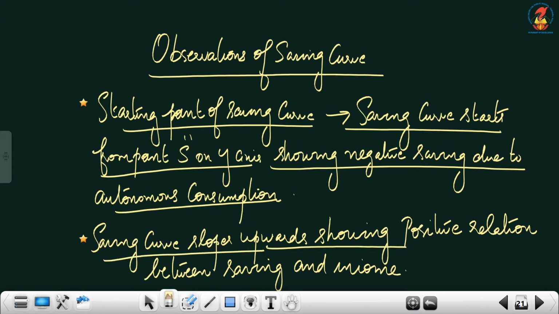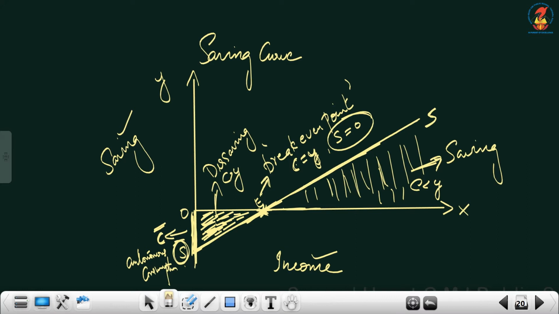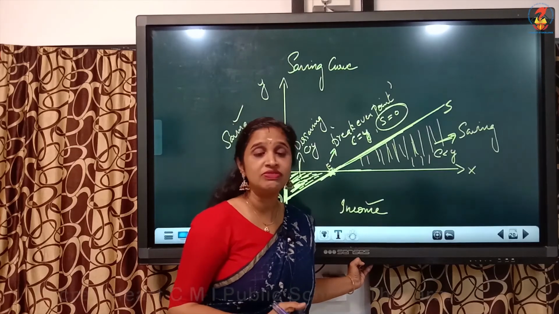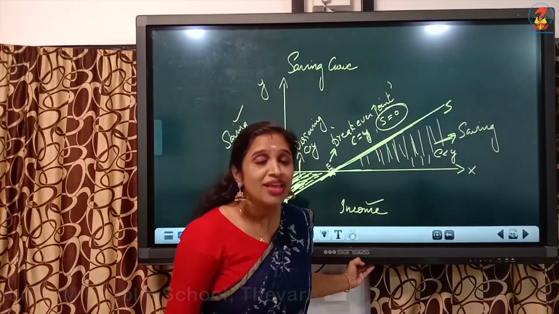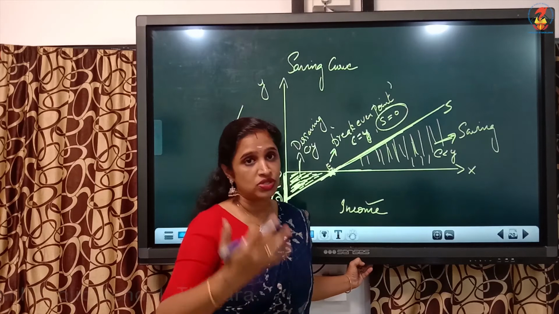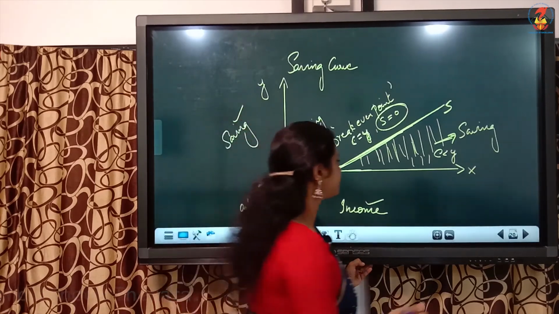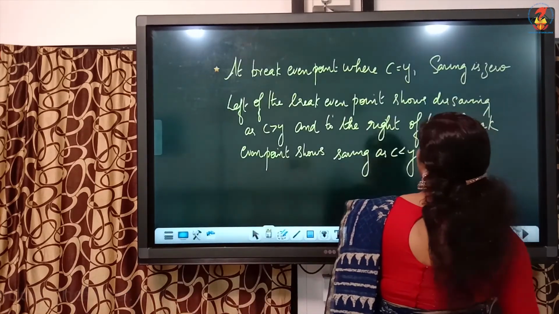The saving curve slopes upwards, showing a positive relationship between saving and income. Yes, it is a positively sloping curve. We will examine that in the figure. Yes, definitely the saving curve is an upward sloping curve. A curve has to be upward sloping when two components move in a positive direction. That is, when the income increases, saving also increases. That is why it is a positively sloped curve. So these are the important observations.